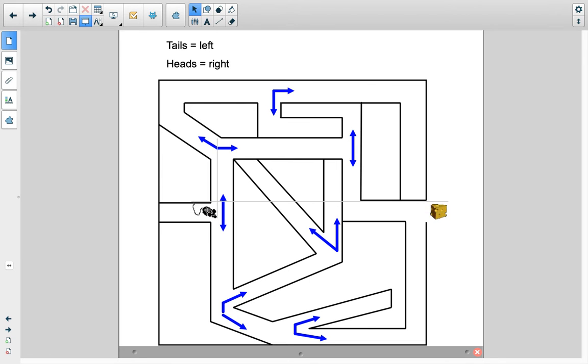So let's pretend he goes to the first intersection. I flip the coin and I get tails. All right, tails, he has to go left. That means he's going this way. Another intersection. Now I flip the coin again and say I get heads this time. He's got to go right. Another intersection. Say this time he gets tails, he must go left. Whoops. He did not get to the cheese. He's at a dead end. So that particular combination did not get him to the cheese.